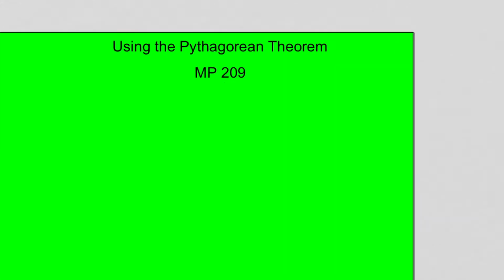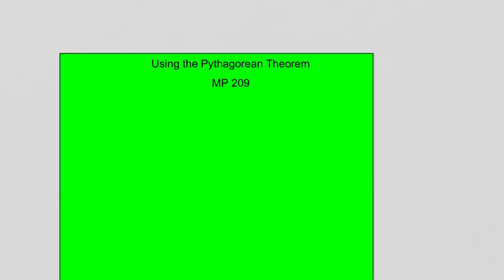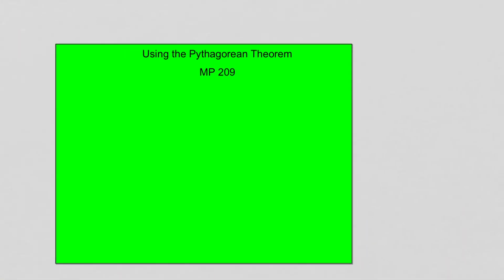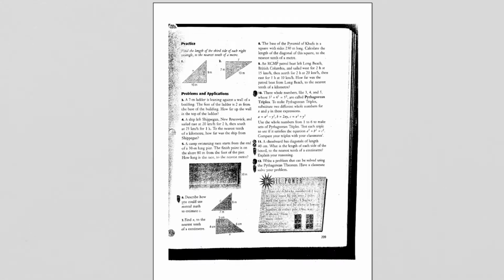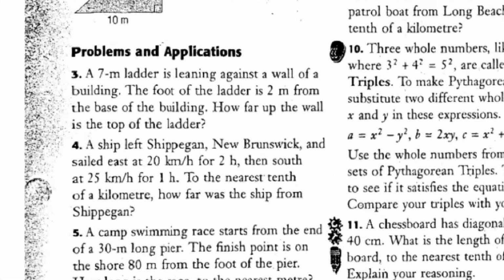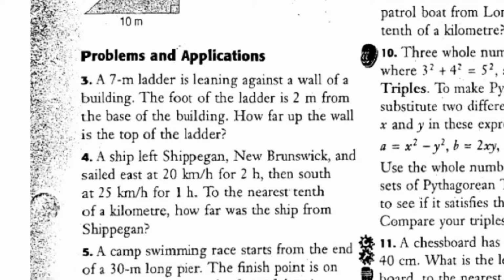So I've given the kids a page MP209 that has a bunch of problems on it, and we're going to do some of these problems together. So this is the page that I'm talking about. And the first problem I'd like to do is question number 3. And it says, a 7-meter ladder is leaning against the wall of a building. The foot of the ladder is 2 meters from the base of the building. How far up the wall is the top of the ladder?